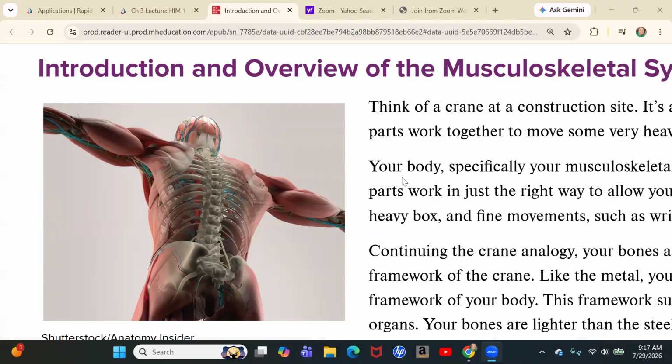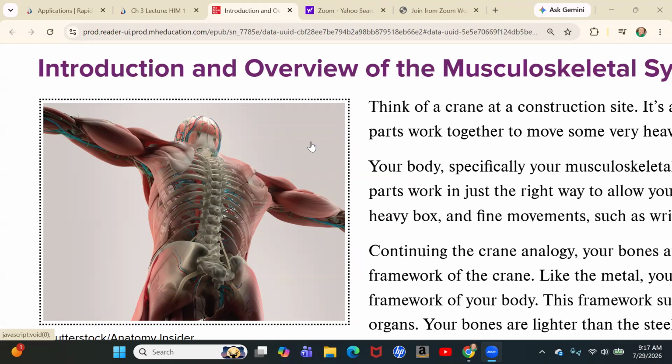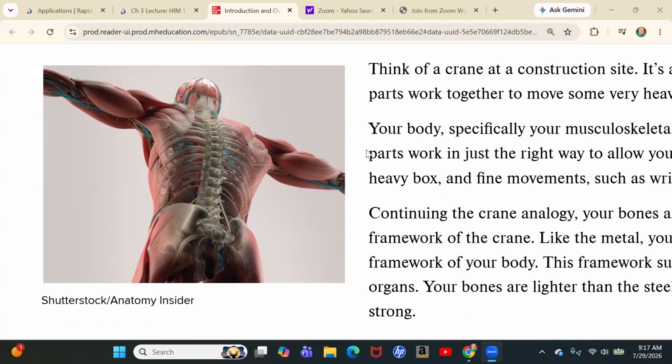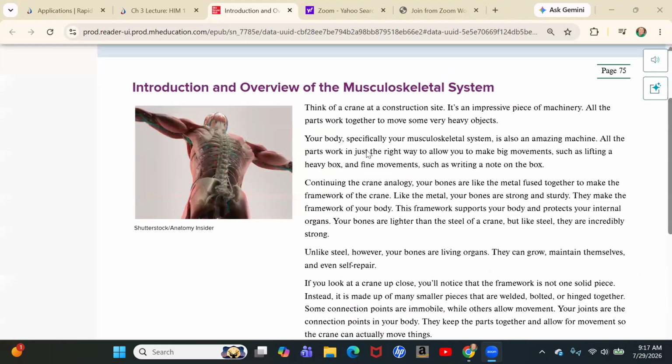Chapter 4, the musculoskeletal system. So with Chapter 4, we're going to combine the skeletal system and the muscular system together because they are complementary to each other, and we'll be looking at the major pathologies, assessments, and word parts related to both systems.